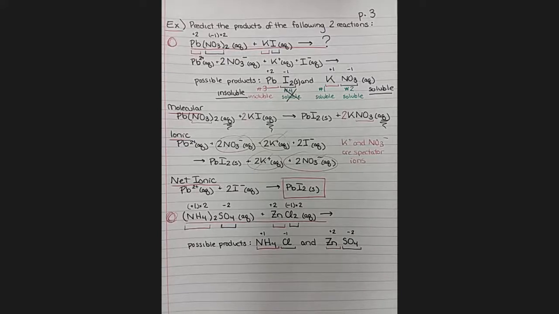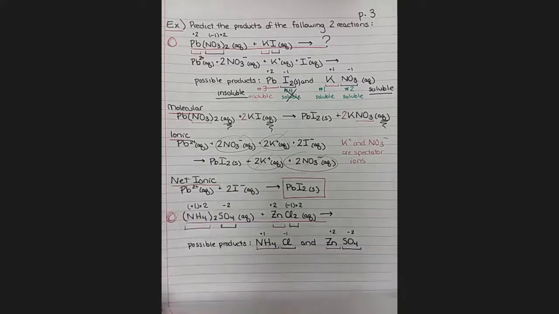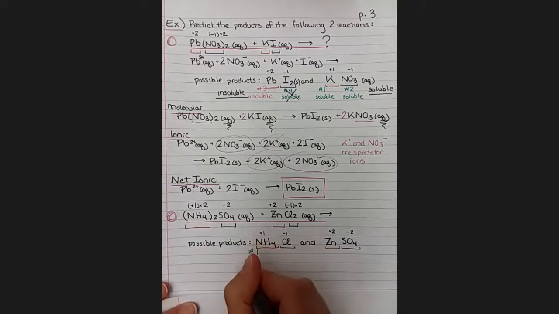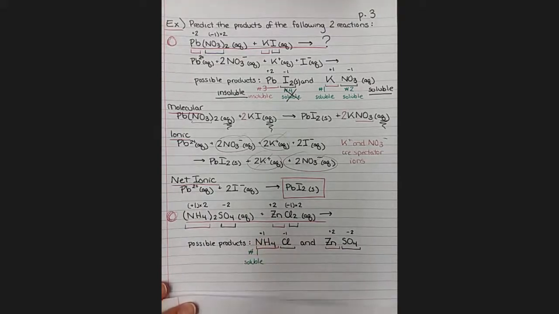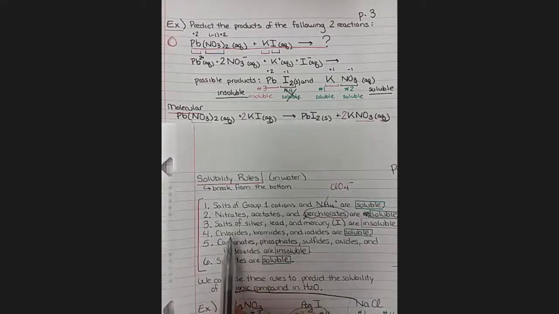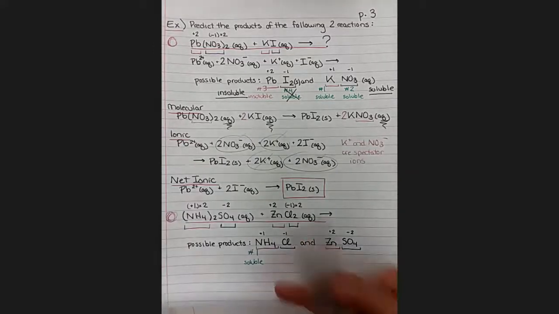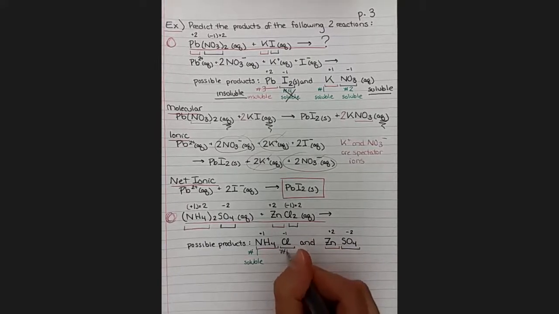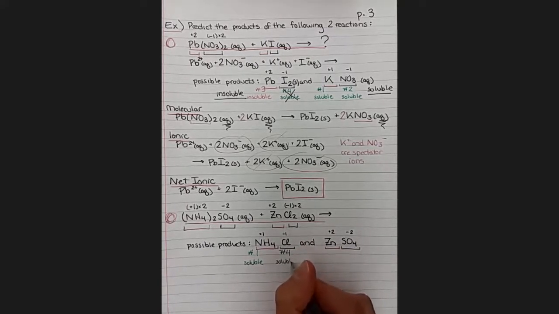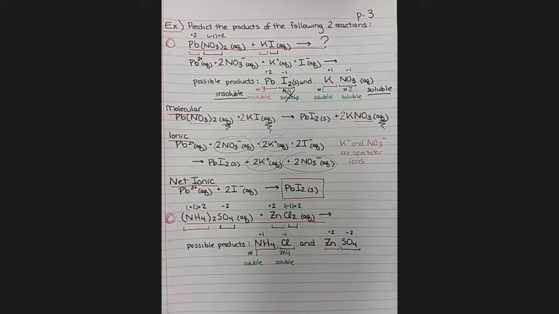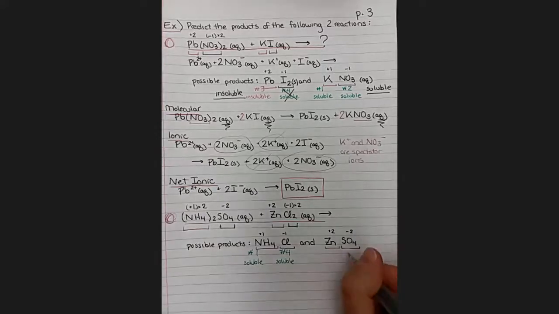Okay, so now we need to check our solubility rules. I've already forgotten what we're doing. Ammonium, let's see. Ammonium is in rule number 1 as soluble. Chloride is in rule number 4 as soluble. Zinc, we don't have a rule about zinc, so it looks like we're just going to have to go based on the other one. And sulfates is in rule number 6. Sulfates are soluble.